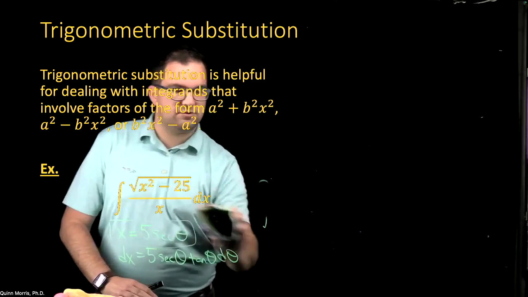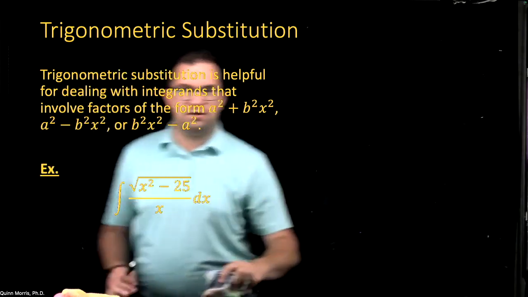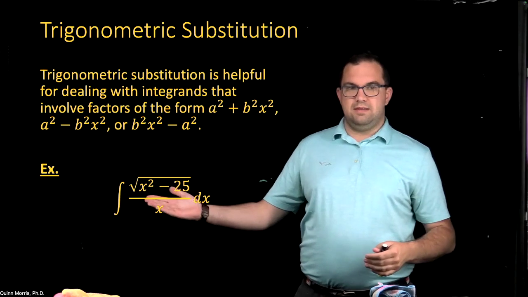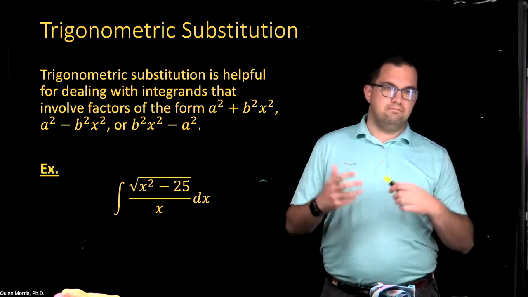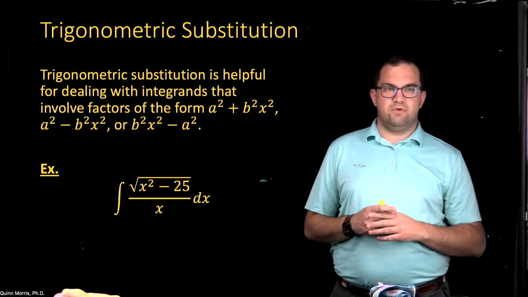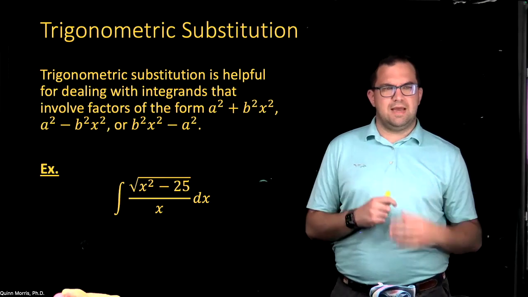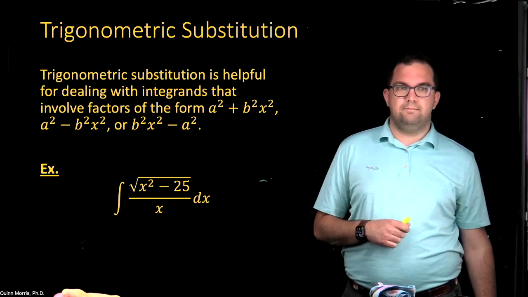But again, for trigonometric substitutions, what I'm really looking for are sort of those specific indicators where I have a term in my integrand that's of the form x squared minus something, or x squared plus something, or maybe a constant thrown in front of the x squared. Those are sort of indicators that trigonometric substitution may be an appropriate method to try.